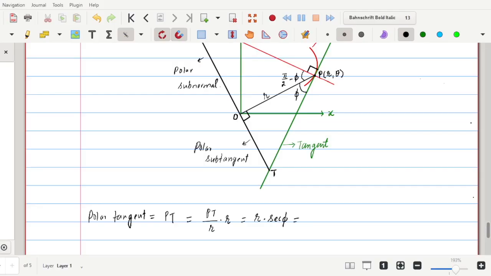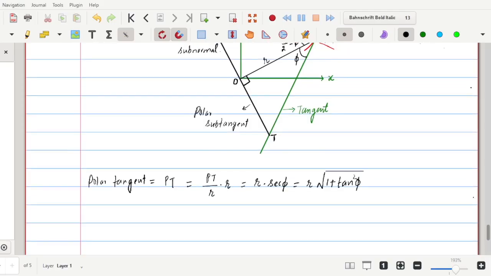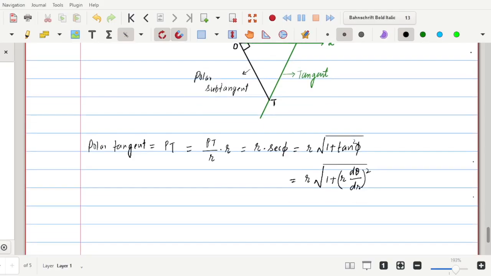But we know how to write down this sec phi in terms of tan. So this is equal to r square root of 1 plus tan square of phi. So this is the formula for evaluating the length of the polar tangent. And this tan phi is the angle between the radius vector and the tangent vector, and we already have the formula for that, so we can represent it also in this way: r into square root of 1 plus (r d theta by dr) whole square. So this is also the formula for evaluating the polar tangent.